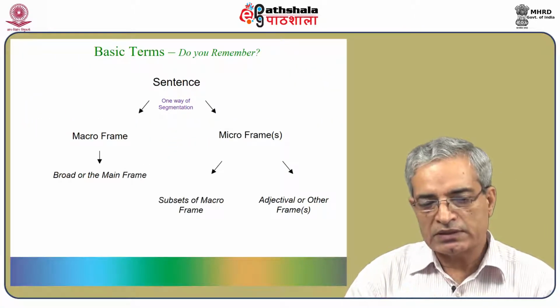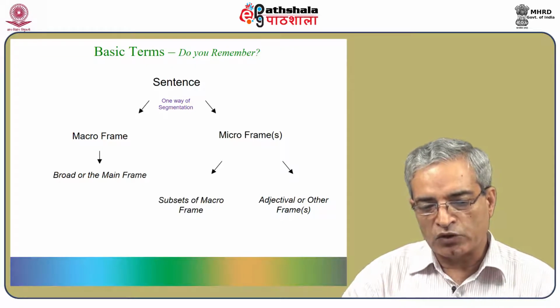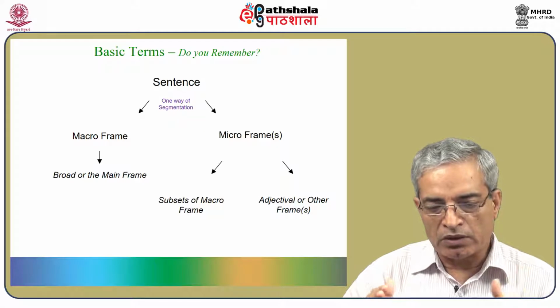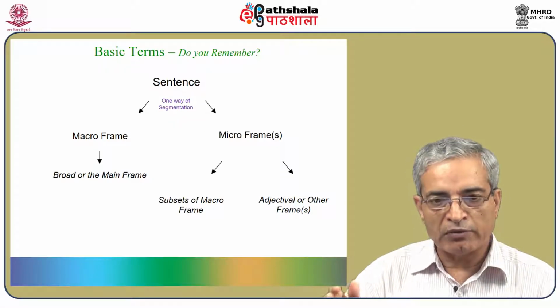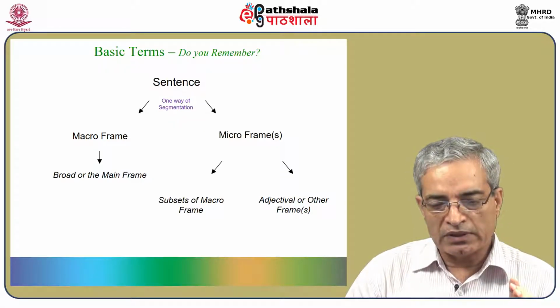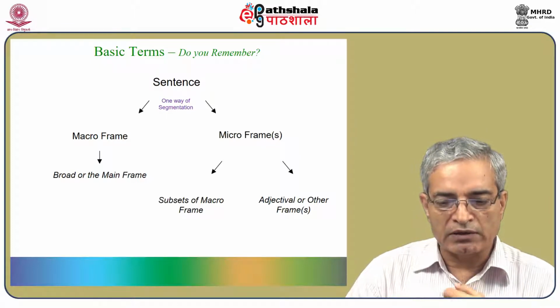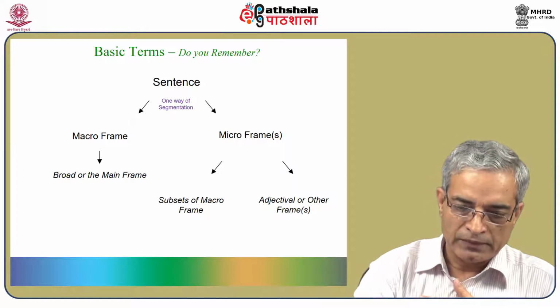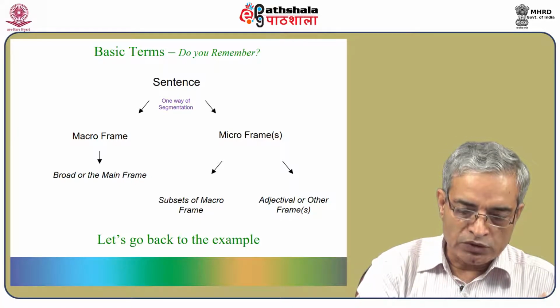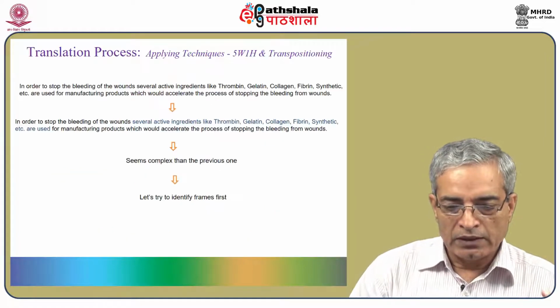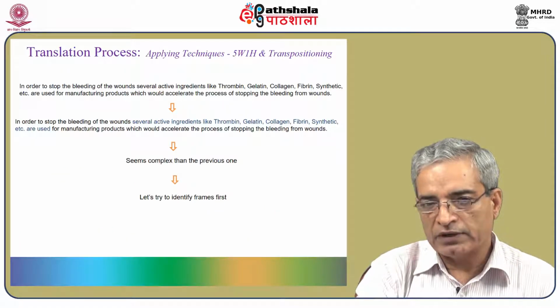The basics was that a sentence can have a macro frame, micro frame, and the macro frame may be broad or the main frame, whereas micro frame can be coming subset of macro frame, or it could be in adjectival or other frame. Now let's go back to the example with this frame in mind, and let's try to see if we can identify the frames first.